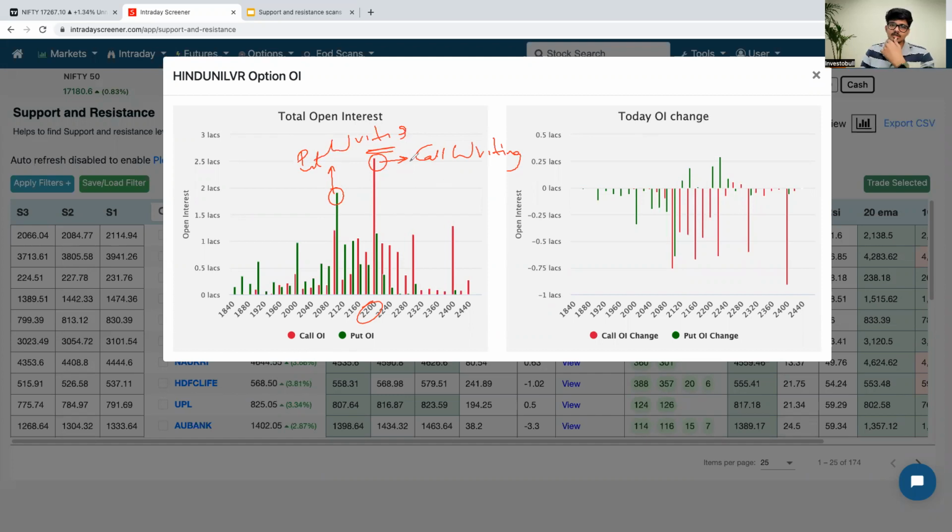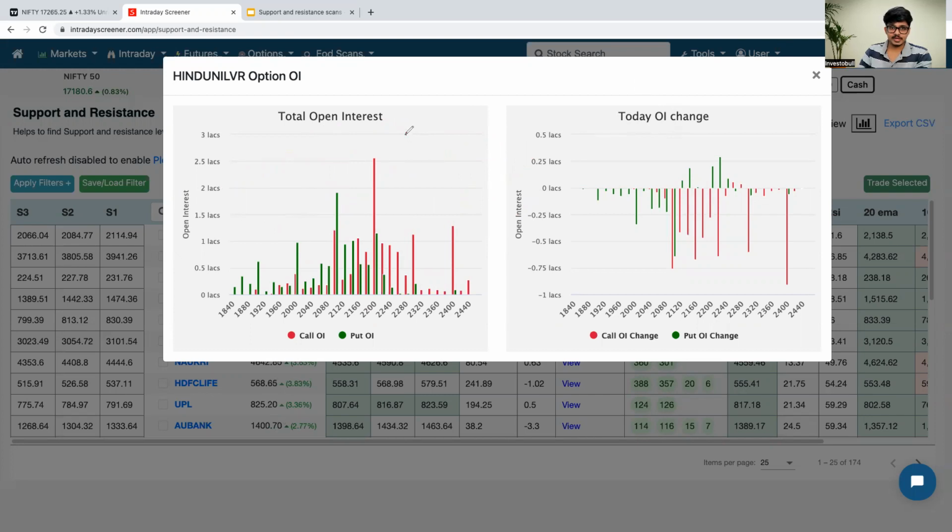You can ask me what is call writing and what is put writing. So let me explain. Call writing means calls are getting sold. What does put writing mean? Puts are getting sold. Before going to the next concept of option chain, we need to understand a few things.